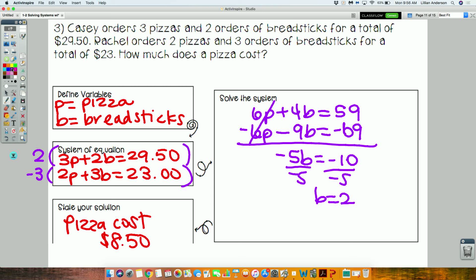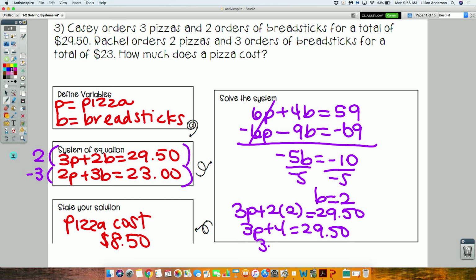And then I plugged that into the top equation. Uh-huh. And I ended up with 3P plus 4 equals 29. I subtracted 4, and 3P equals 25.50. Divided that by 3, and I had 8.50. So you got 8.50? Awesome stuff. I checked it. And you checked it. I like that.